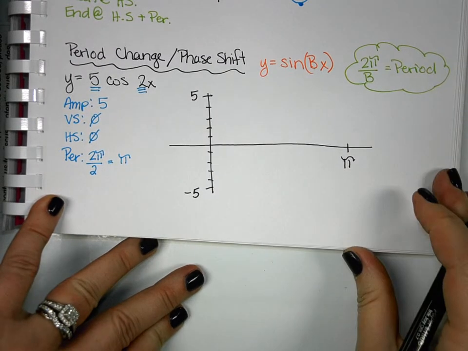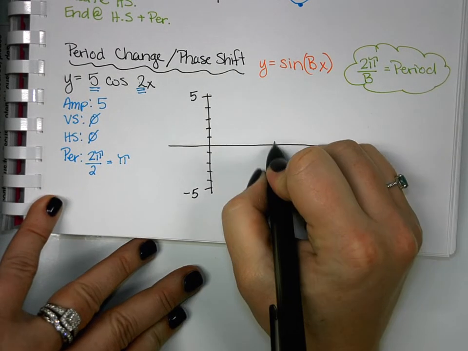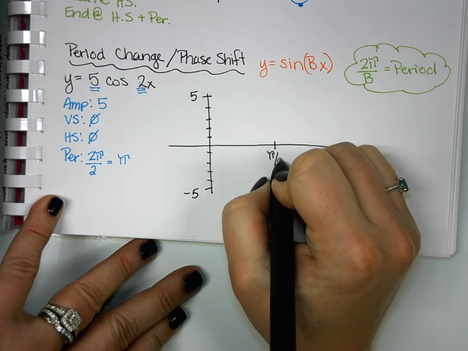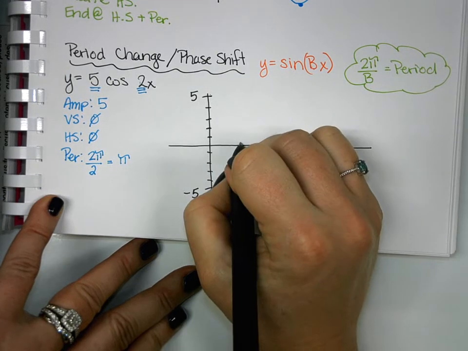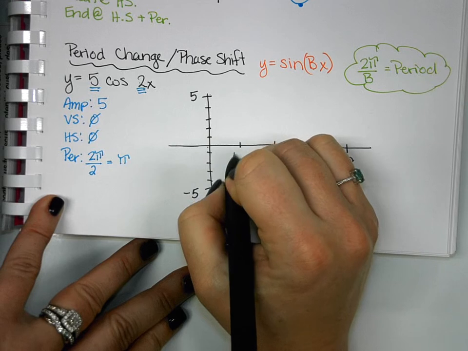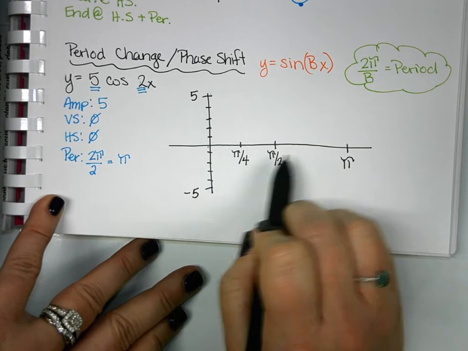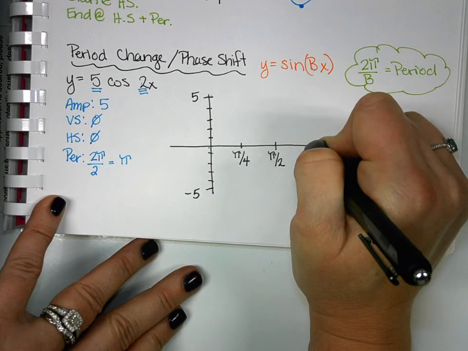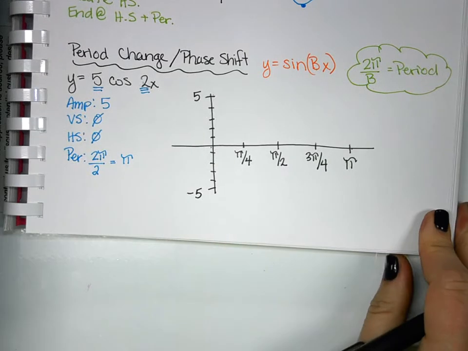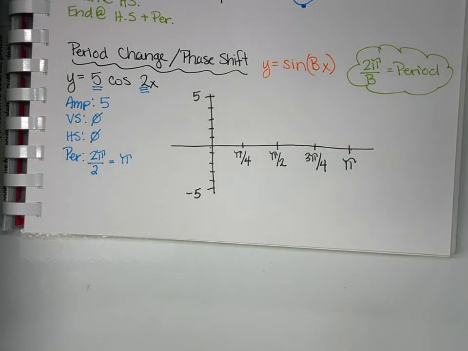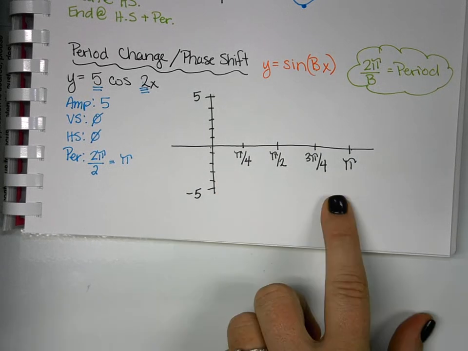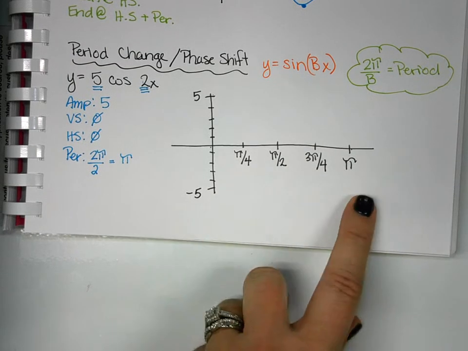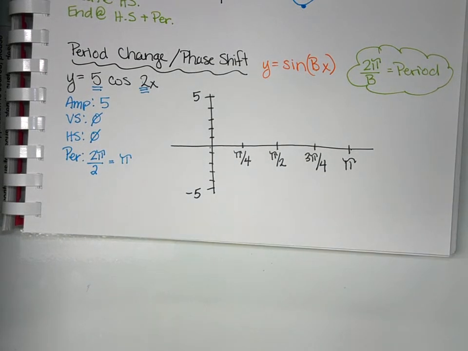So now I'm going to go and find my key points. So what's halfway between 0 and pi? Pi over 2. What's halfway between 0 and pi over 2? Pi over 4. And then what's halfway between pi over 2 and pi? 3 pi over 4. So the only thing that really is changing with how we do a phase shift is what we label our x-axis. Because now we're not labeling 0 to 2 pi, we're labeling 0 to pi with our 4 key points, or 5 key points I should say.